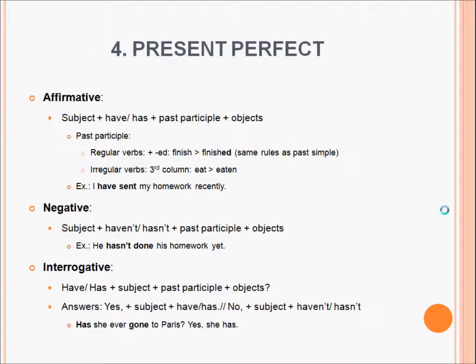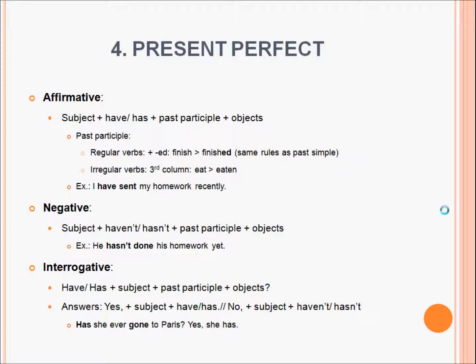Let's talk about the present perfect. The affirmative follows the following order. Subject plus have or has plus past participle plus objects. We form the past participle in the following way. The regular verbs, we have to add ed. Finished, finished.